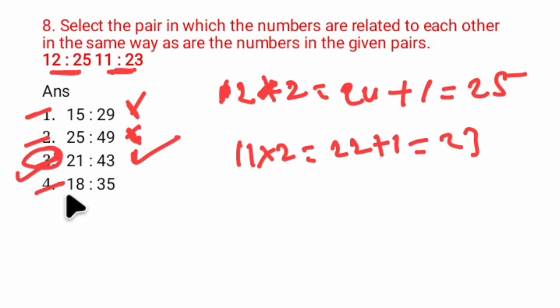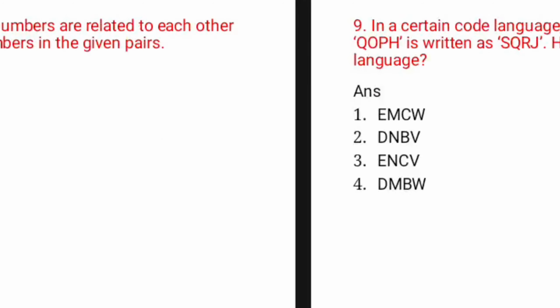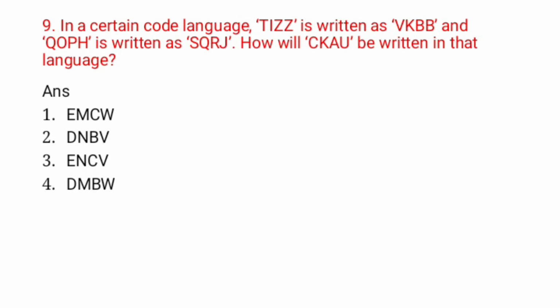So CKAU, let me write here, CKAU: 3, 11, 1, 21. If you add 2, it will become 5, 13, 3 and 23. So 5 means E, 13 means M, 3 means C, 23 means W. So EMCW. Therefore option 1 is the correct option for question number 9. And moving forward, question number 10.